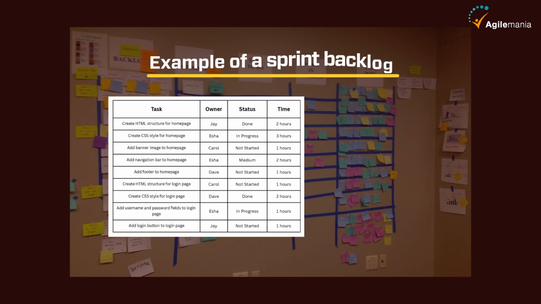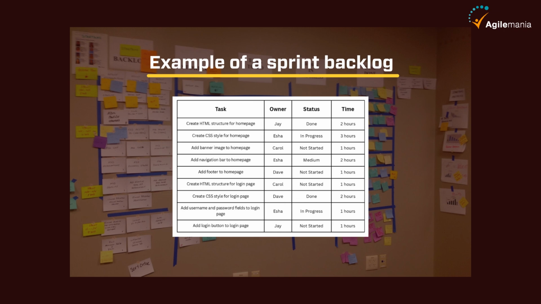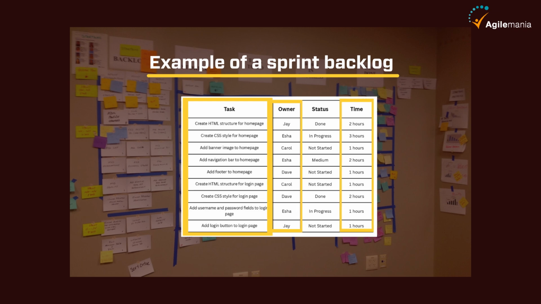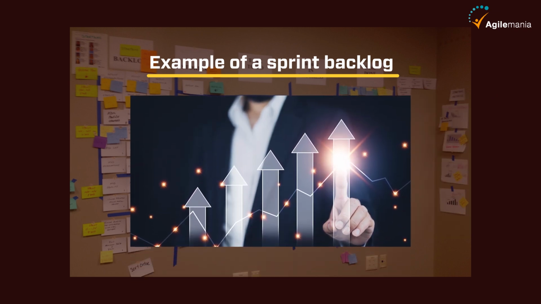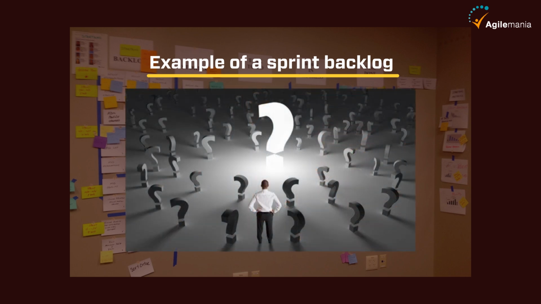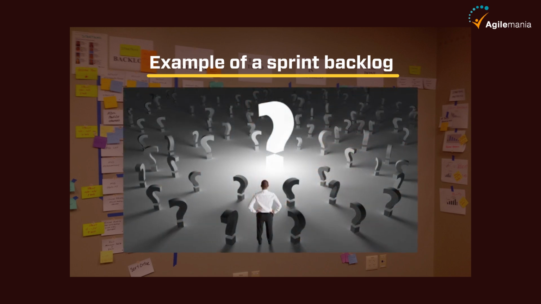Here is an example of a Sprint Backlog for the first iteration of the website project. As you can see, the Sprint Backlog gives you a detailed view of what you need to do in each iteration, who is doing it, and how far along they are. You can also use this tool to track the progress and status of the tasks, as well as to identify any issues or blockers that might arise.